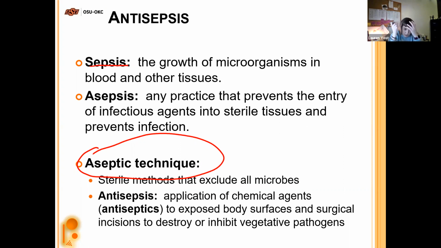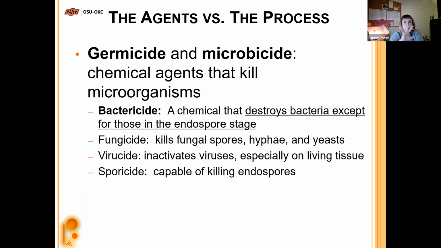So antisepsis is application of chemical agents to body surfaces and surgical incisions to inhibit or destroy vegetative pathogens. Again, the endospores can survive. Right, so the agents versus the process is what we're going to get into. So what we call the agent and how it works.